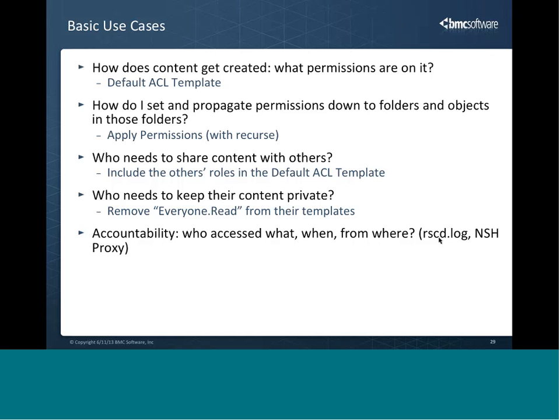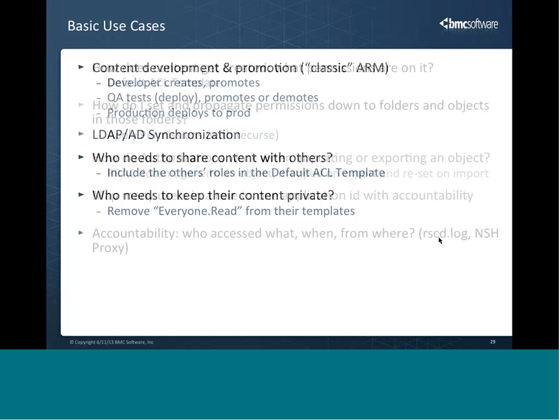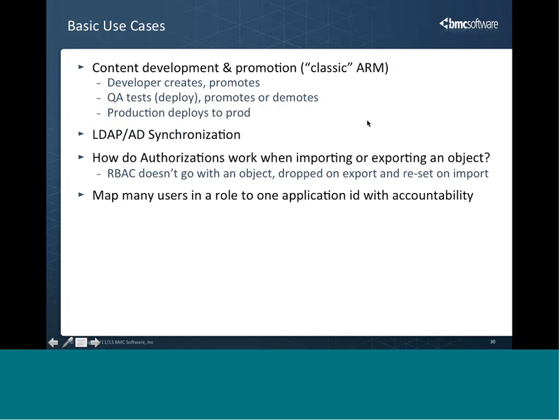All right. So we talked kind of obliquely about content development, what we call classic app release management. When you run BL content, it will build the templates required to promote to QA and promote to prod. We talk about a developer creating a bit of content and then promoting it, and QA is going to test it through deployment.